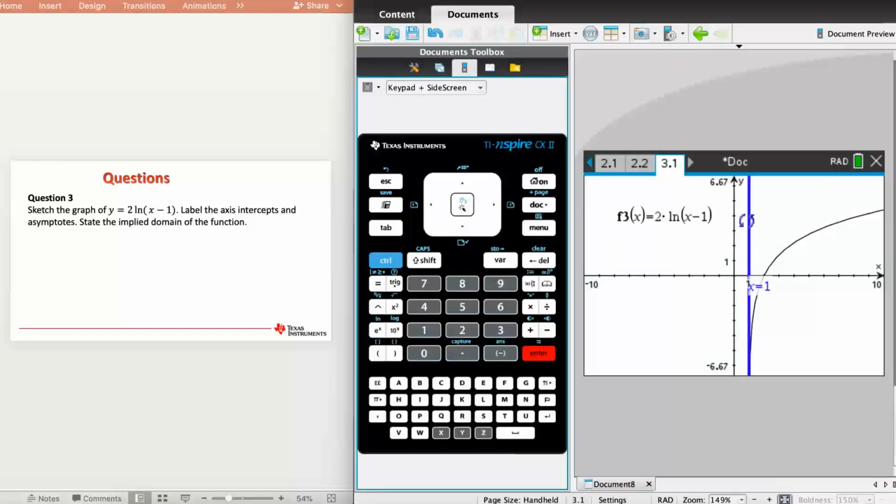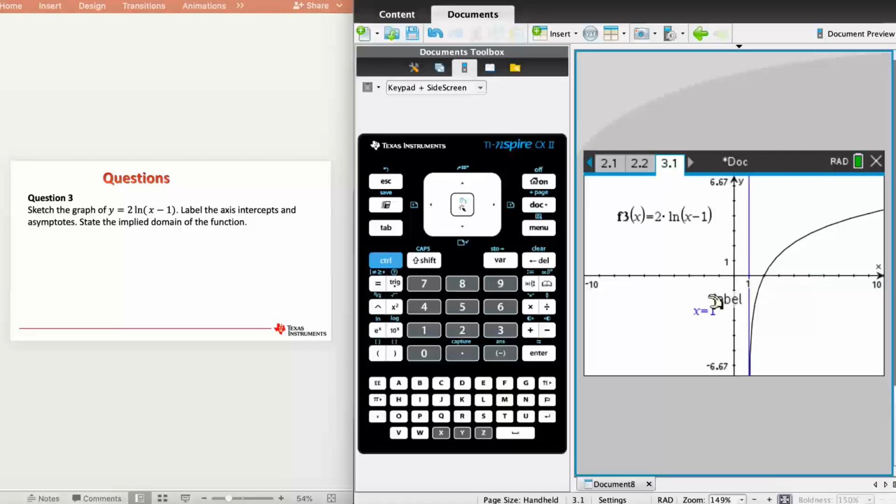And it certainly appears that that is the asymptote. So there is my asymptote. So the graph is asymptotic at the line x equals 1. Let's look for the x-intercepts. X-intercept at that point there, I can see straight from the graph it appears to be 2.